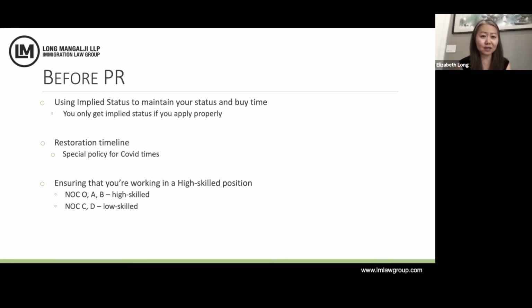Dental assistant, low skilled. Okay, so as you can see, sometimes it's not very intuitive as to whether or not an occupation is high skilled or low skilled. You really have to go to the NOC codes to determine whether or not your job, your work is going to be high skilled or low skilled.